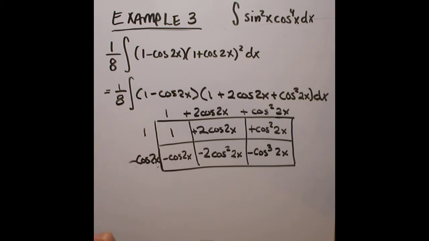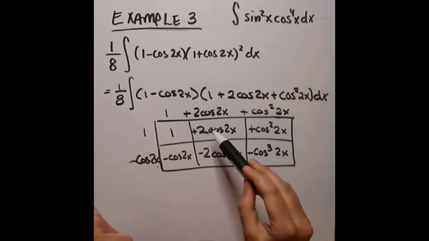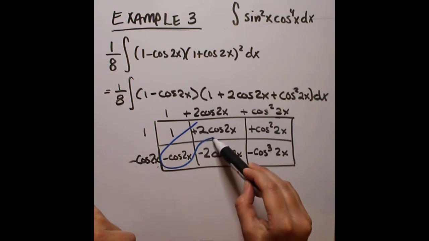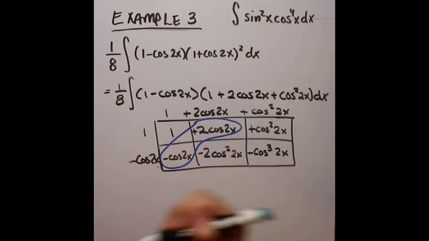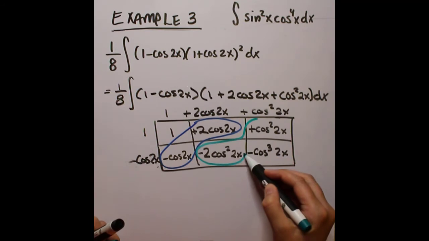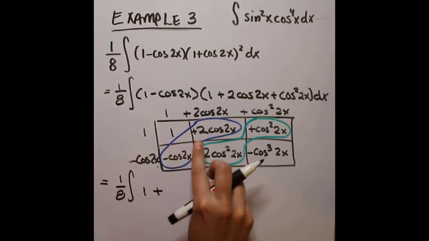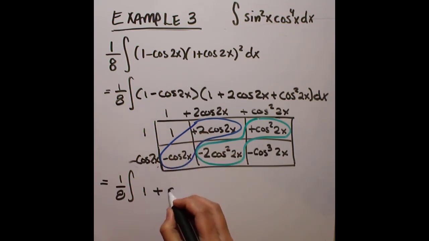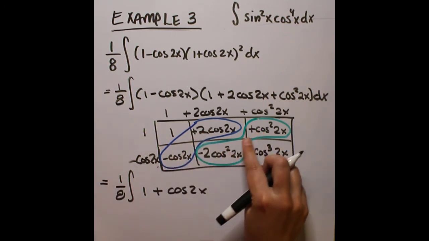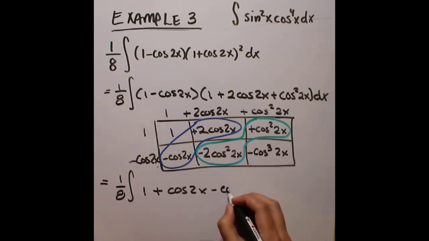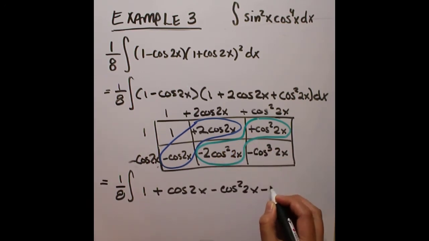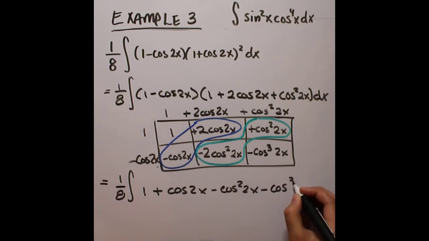And the nice thing about this method is that the diagonals are usually like terms. So you can combine these terms here, and you can combine these terms here. And so our integrand, we have a 1/8 out front. We end up with 1 plus, this is a total of 1 cosine 2x, over here, this is a total of negative 1 cosine squared 2x. And then the last term, minus cosine cubed 2x dx.